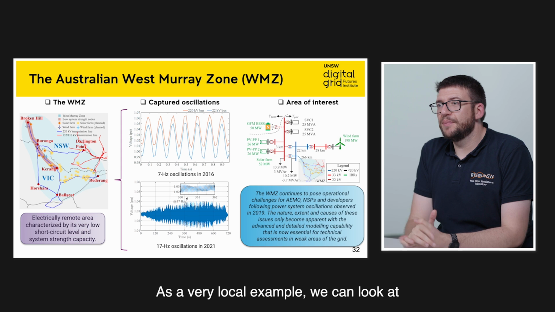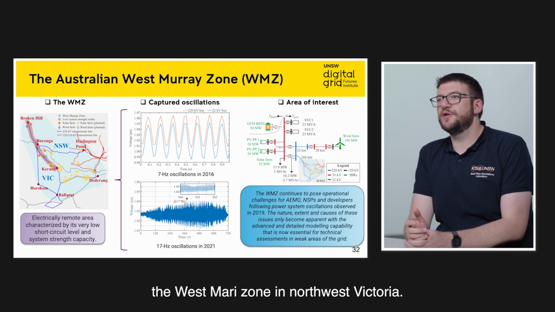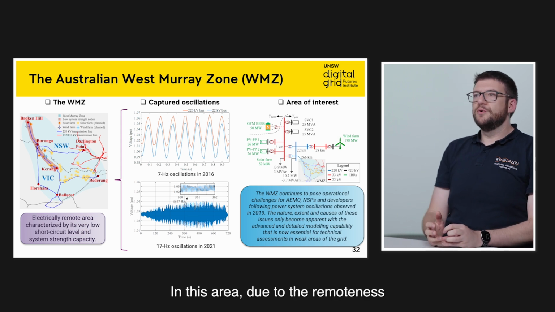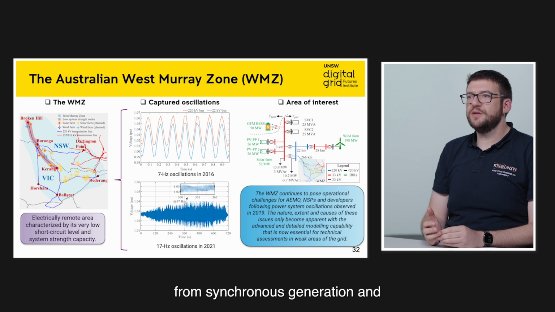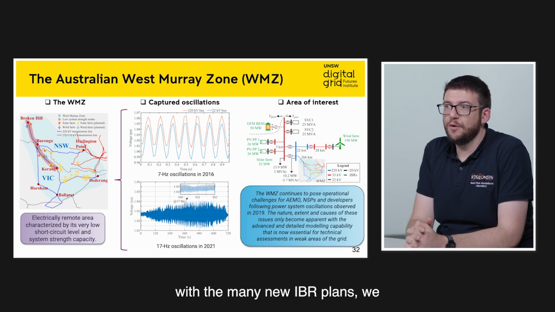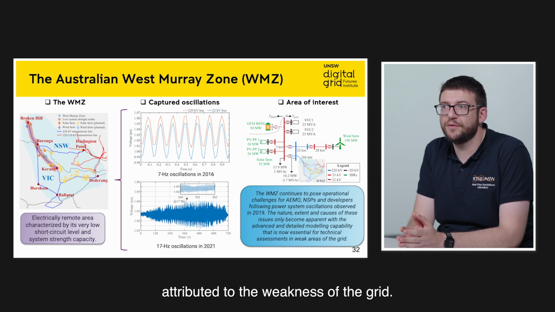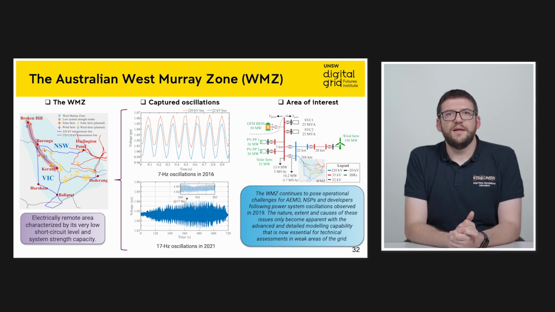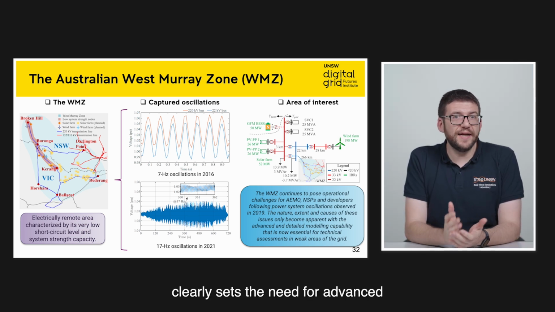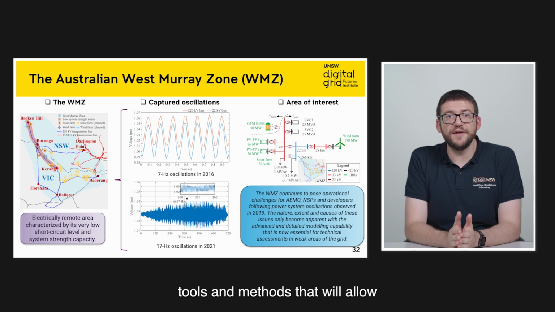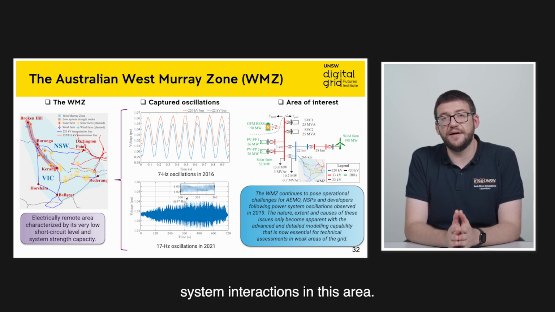As a very local example, we can look at the West Murray zone in northwest Victoria. In this area, due to the remoteness from synchronous generation and with the many new IBR plants, we have observed multiple instances of oscillations that can be directly attributed to the weakness of the grid. The weakness is enough that AEMO clearly sets the need for advanced tools and methods that will allow us to understand and interpret the system interactions in this area.